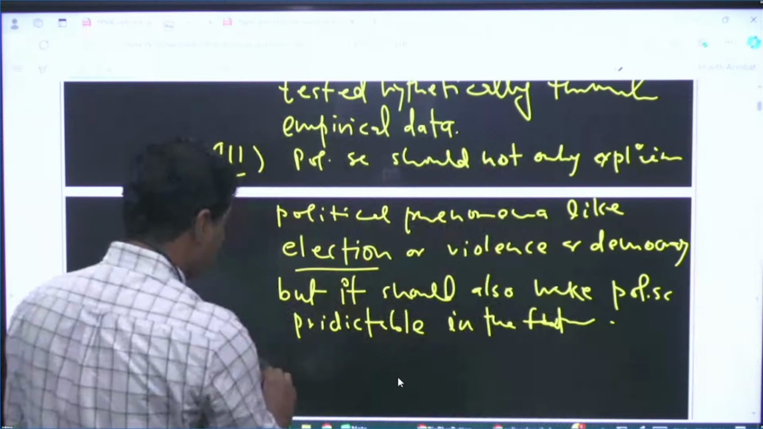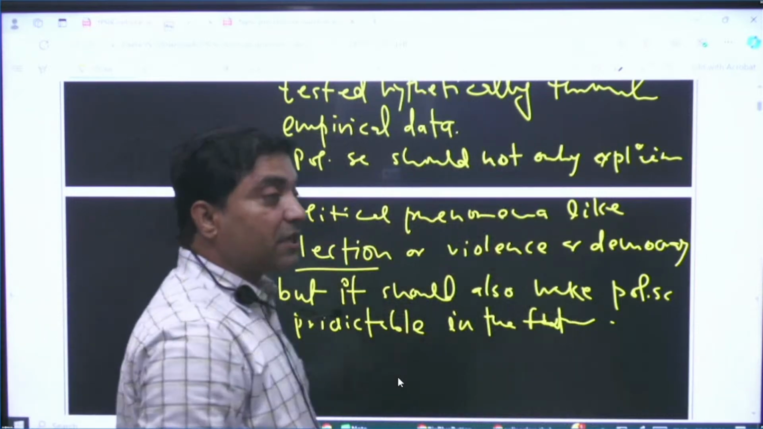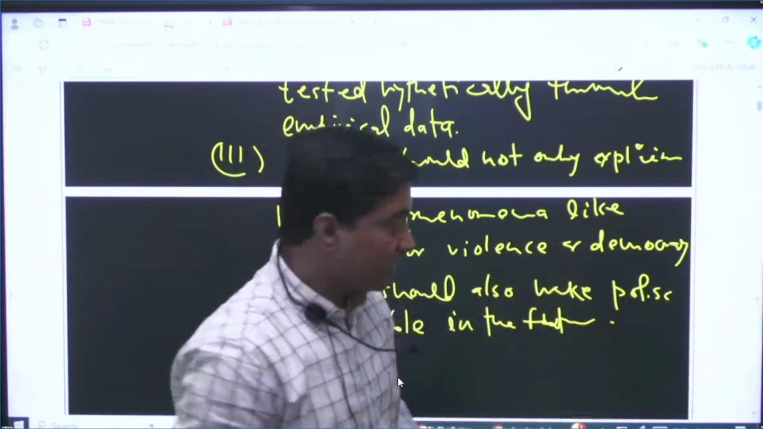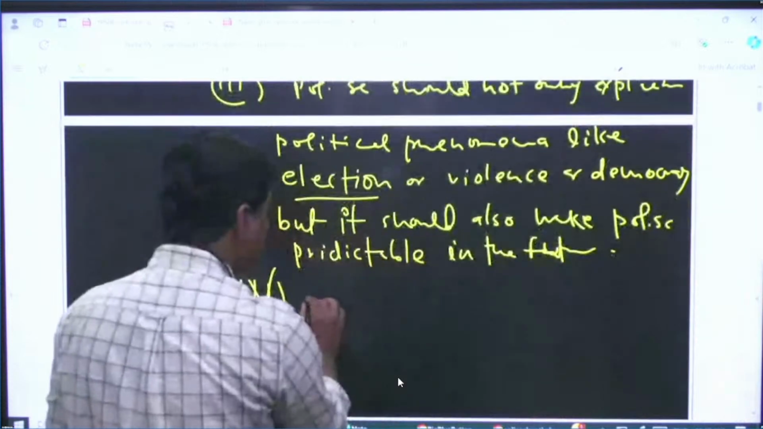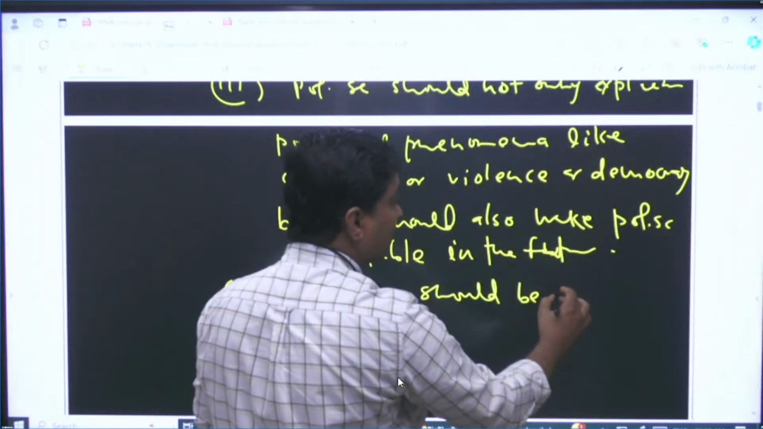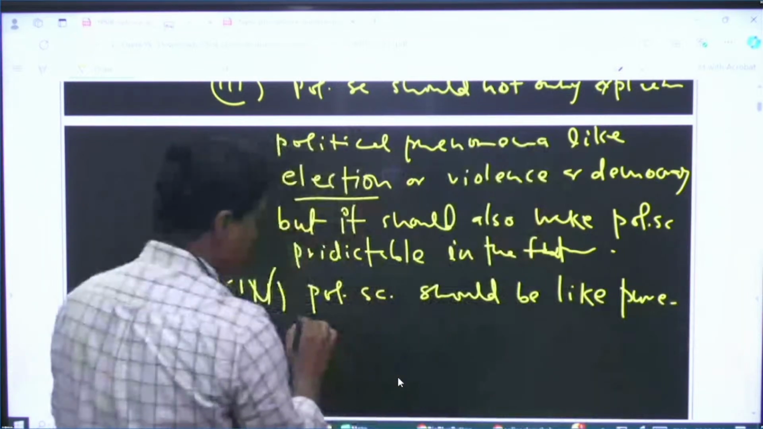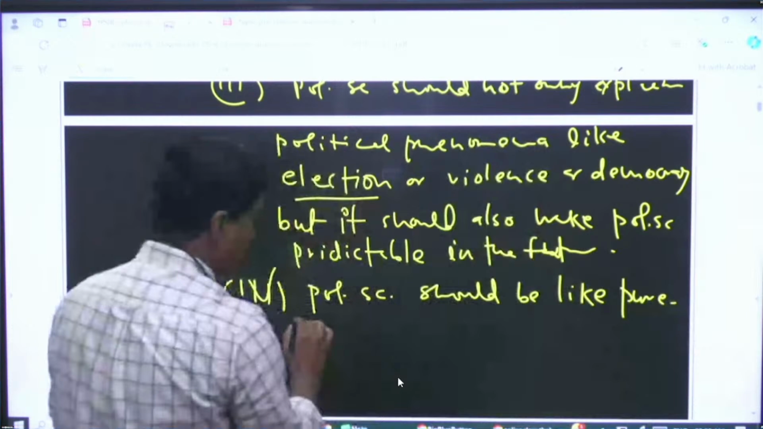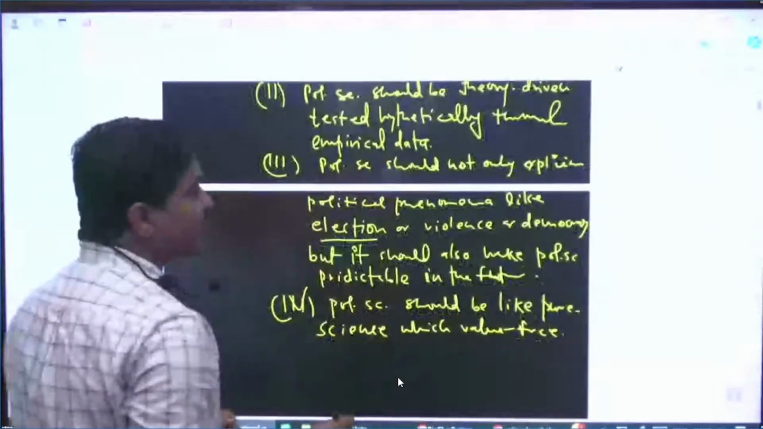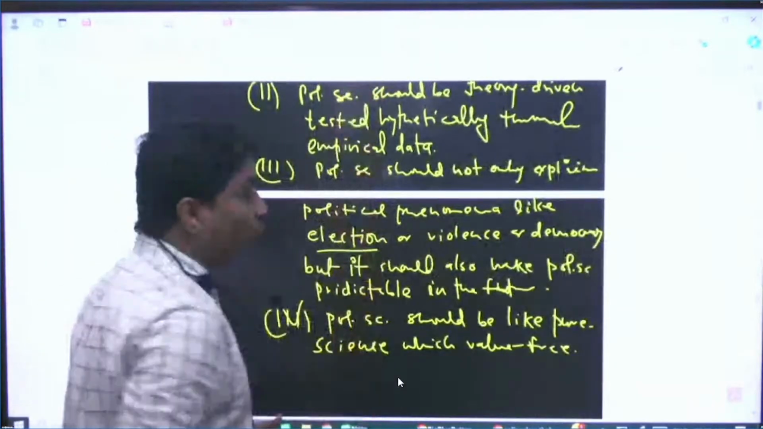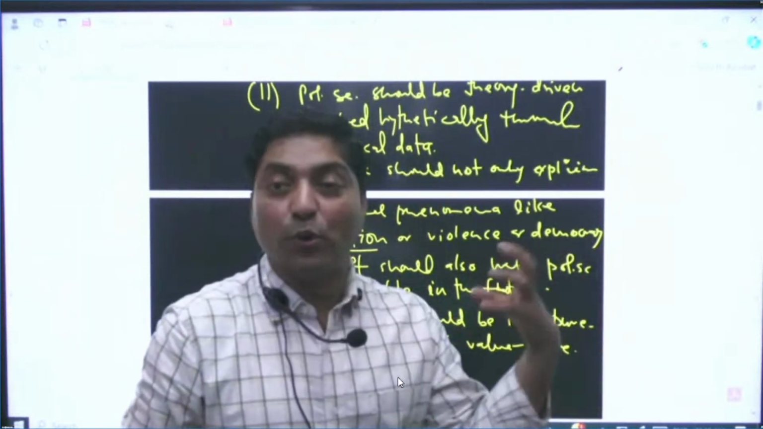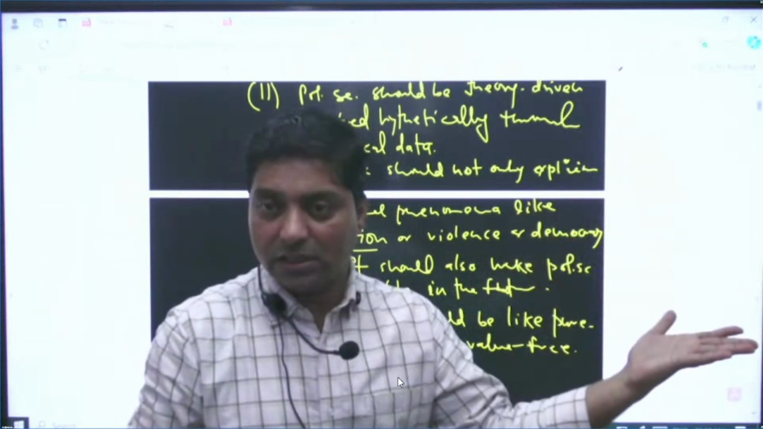Now the fourth point was that political science should be value free. It should be a pure science like mathematics and physics. In social science there are many value loaded words like justice and equality, and the behavioral approach suggests that political science should avoid value loaded words in analysis, like justice, liberty, equality. Making sense, right?